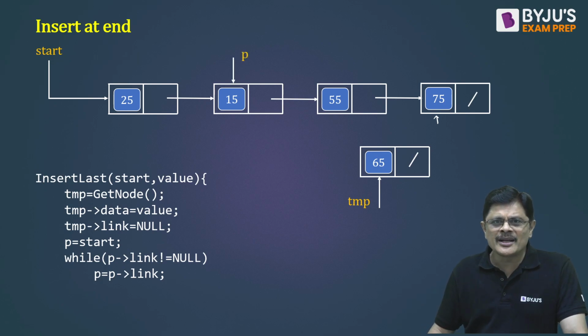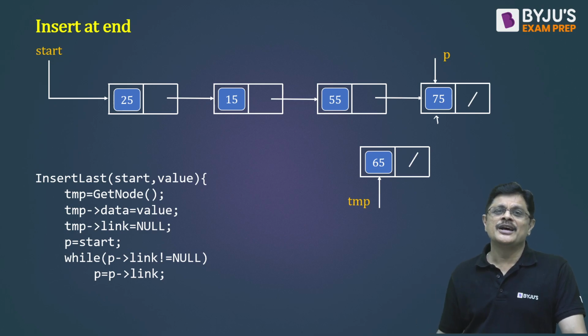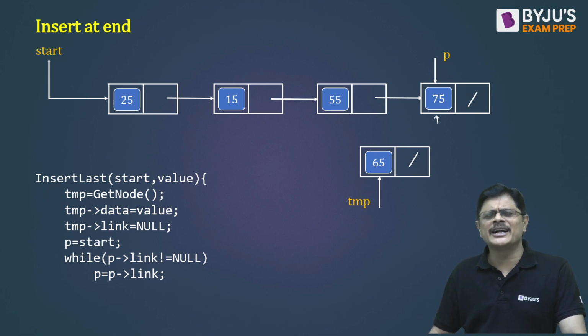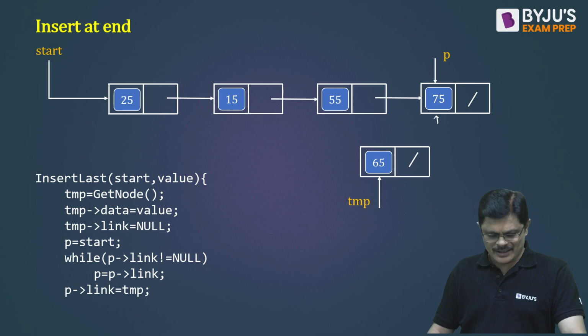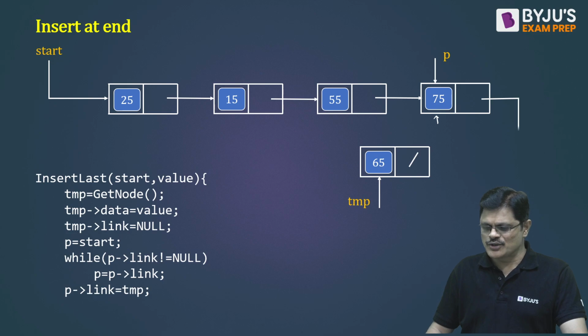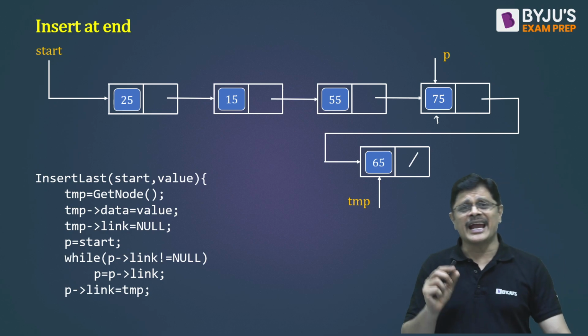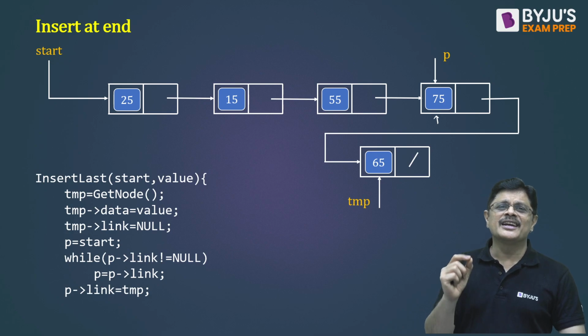Again P link is not null, P moves to P link. Again P link is not null, P moves to P link. Now the P link is null, which means we reached the last node. After this node you want to insert the temporary node. Simply update the link of this P to temp. That is, P link now connects to the temporary node, that is the new node. The P link is updated to TMP. So we update this particular link, my dear friends. Hope you understand. That's it. This is how we insert a node at the end of a given singly linked list, my dear friends.